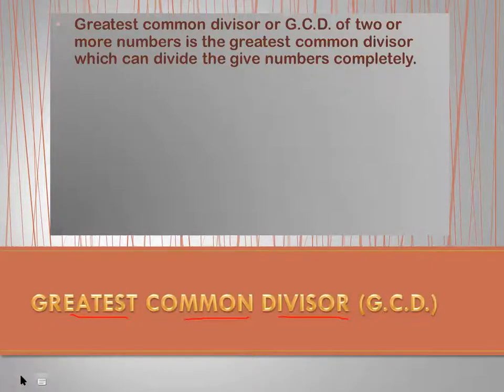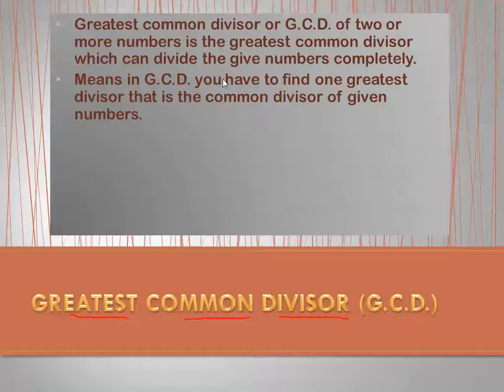Means if you have any given numbers, in GCD you have to find one greatest divisor, and that divisor is the common divisor of the given numbers. Okay, let's take an example. You have two numbers, 8 and 6, and you have to find their GCD, means you have to find the common divisor between these numbers, and make sure that your common divisor is the greatest one. So how will you find it?